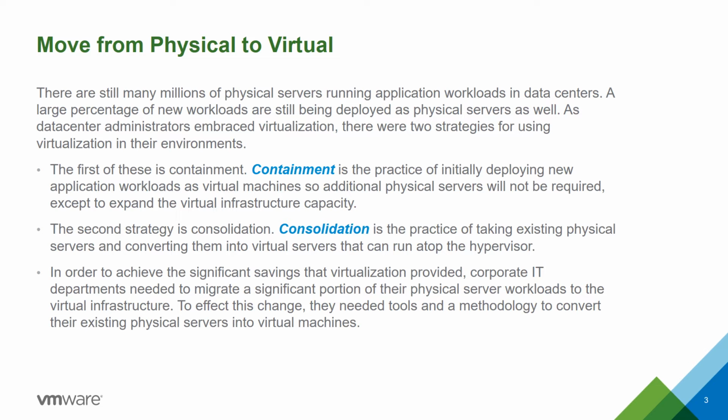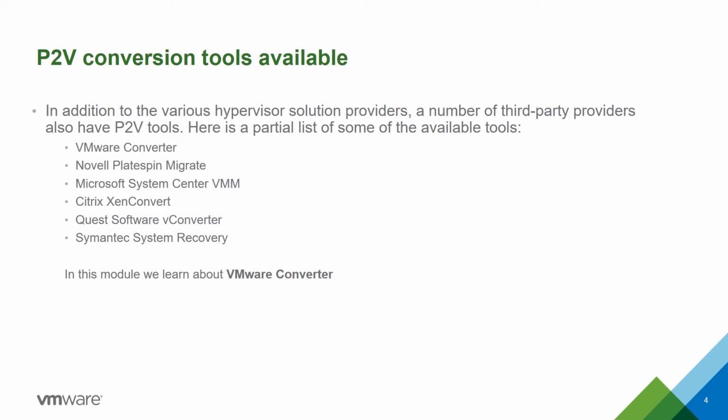In order to achieve the significant savings that virtualization provided, corporate IT departments needed to migrate a significant portion of the physical server workloads, usually the legacy ones we spoke about earlier, to virtual infrastructure. To effect this change, they needed tools and a methodology to convert their existing physical servers into virtual machines. So, what are those tools? The tools that are available are VMware Converter, Novell PlateSpin Migrate, Microsoft System Center VMM, Citrix XenConvert, Quest Software vConverter, and Symantec System Recovery.